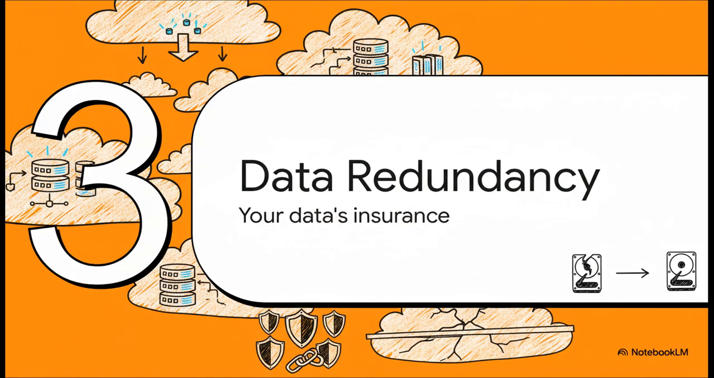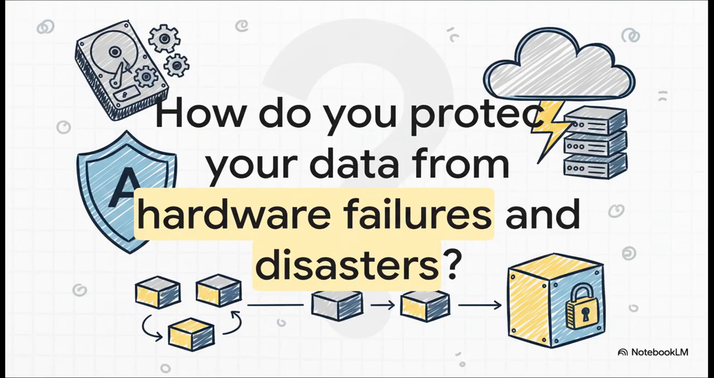In the cloud, we call this redundancy, and it is absolutely crucial. This is how you protect your data against, well, pretty much anything, from a single server failing to an entire region going offline. Which brings us to the big question, probably the most important one you'll ask: how do you make sure your data is safe when something bad happens? Because let's be real, things do go wrong.